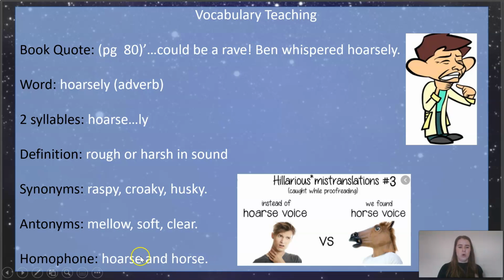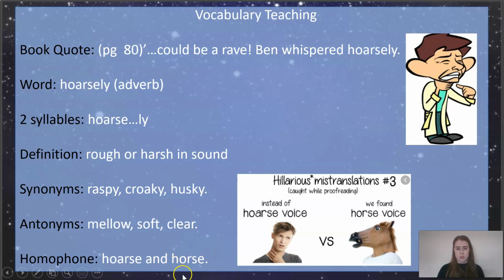So if we have a look here, we've got horse and hoarse. Now, what do you notice about those 2 words if I say them out loud? Horse and hoarse. You know, they sound exactly the same. But what do you notice that's then different? Yeah, they're not spelt the same. So homophones are words that sound the same, but are spelt differently or have different meanings.